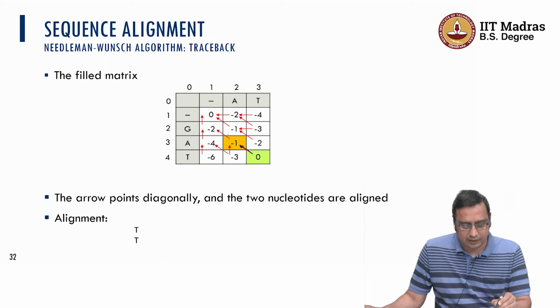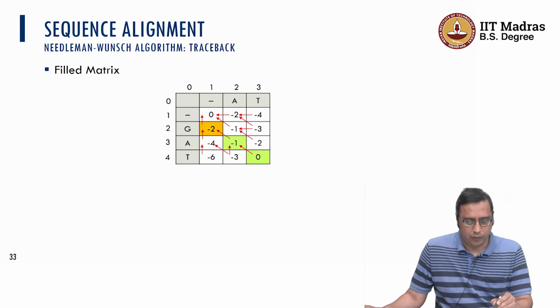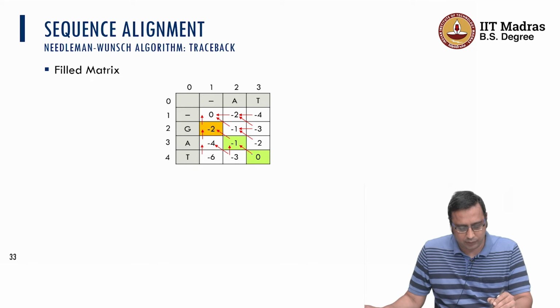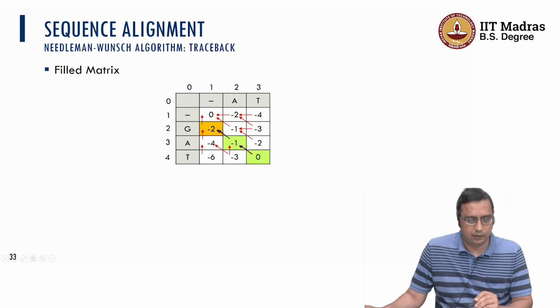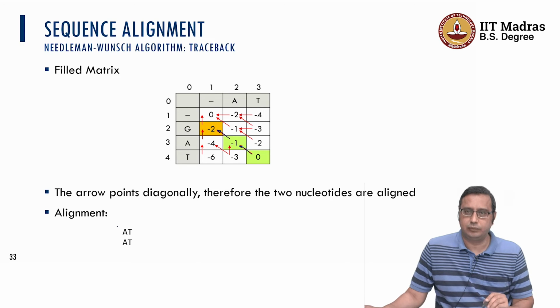Remember that here life is easy because there is only one arrow we have to trace. If we have to move here, there are two arrows. So here it's easy, straightforward. So we go from -1 to -2, this cell, and this is again a diagonal. So we already follow this path. Now we are going to follow this path, and alignment is going to be AA.